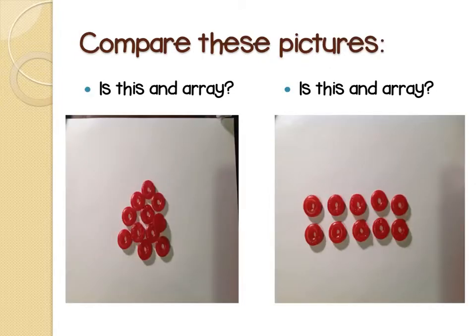Now that we've learned an array, let's check this out. Can you pick which picture is an array? Is this picture an array? Is this picture an array? I hope you said this picture was an array. This one is organized in rows and columns, whereas this is not. This is just one big group.